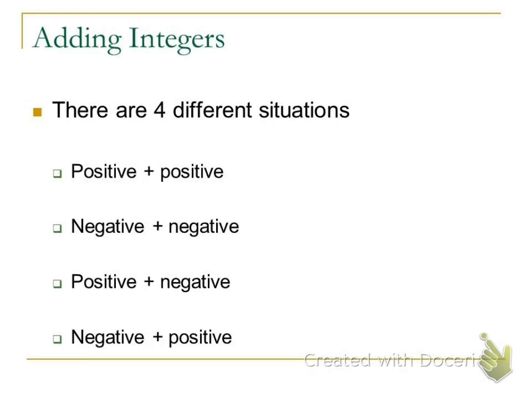So let's talk about the different situations for adding integers. There are 4 different ones, and the first one you are very familiar with, or at least you should be. A positive plus a positive. So if I take 5 plus 2, I get 7. Well, a negative plus a negative is actually very similar to this. If I have negative 5 plus negative 2, that will give me negative 7. And the way I like to think of this is if I have 5 negatives and I add 2 more negatives, I then have 7 negatives.